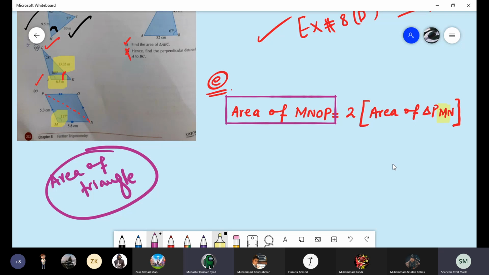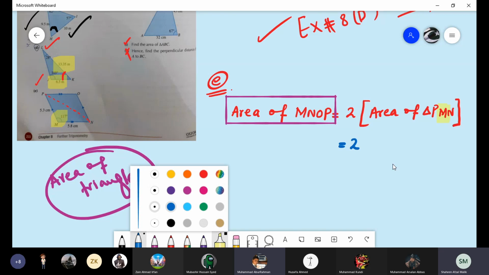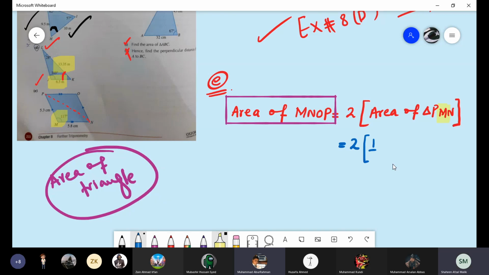Which sides are given to you? First of all, mention the sides. Boys, how do we write the formula? Here we have 1/2 multiplied by the side PM, multiplied by MN, multiplied by the sine. Which angle is there? Sine M.